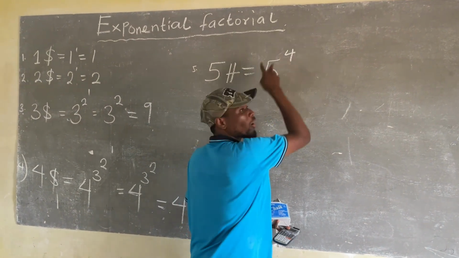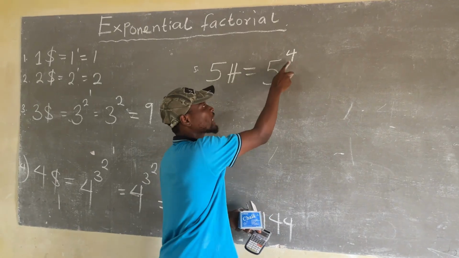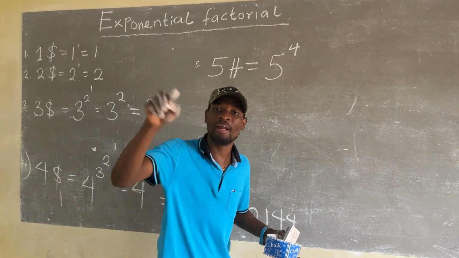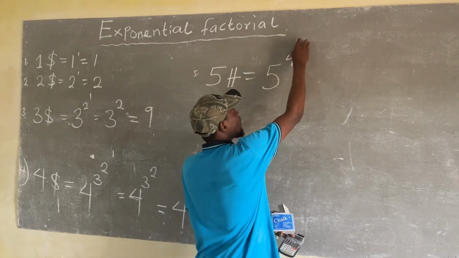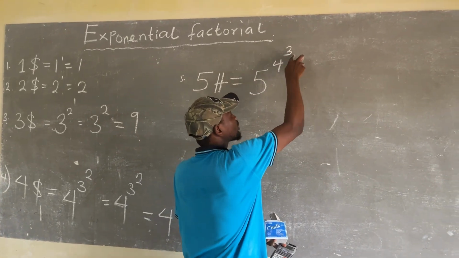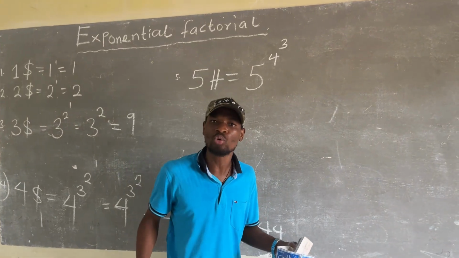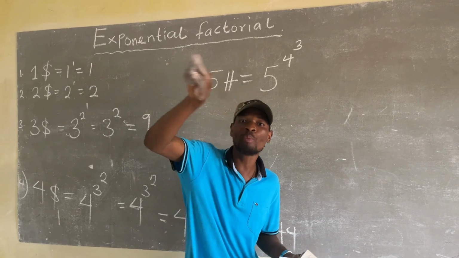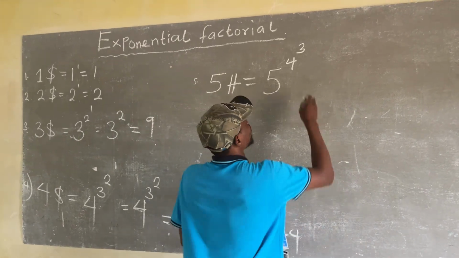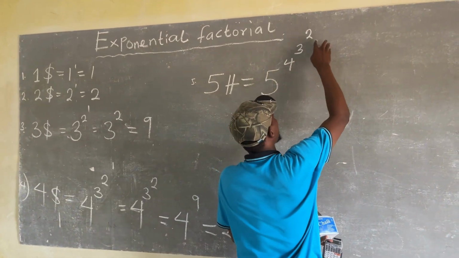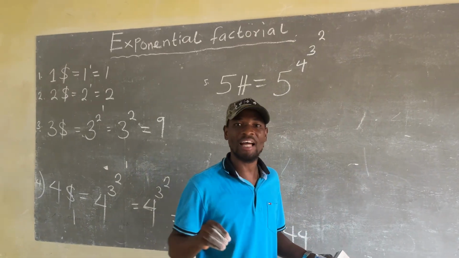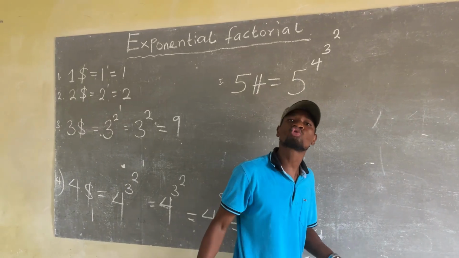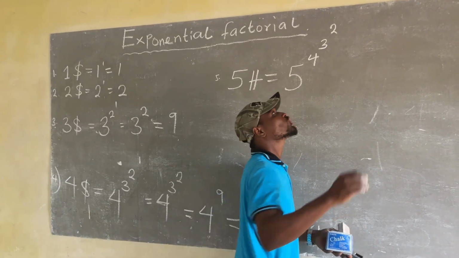Now to get the new power, you also subtract 1 from 4, and 4 minus 1 is 3. So 3 becomes my new power, to the power 3. Now 3 minus 1 is 2, so 2 becomes my new exponent, to the power 2. Because as soon as you get to 1, you stop at that point. So to get my last power, 2 minus 1 is 1, so to the power 1.